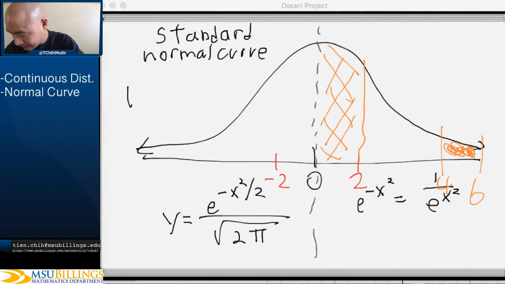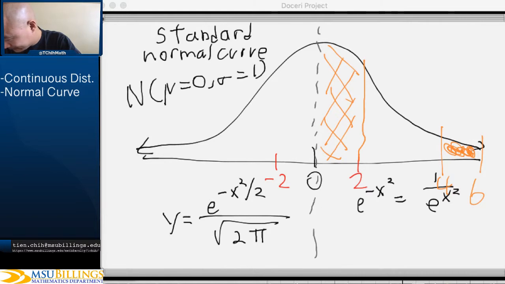And it's often denoted N(mu equals 0, sigma equals 1). And what that means is that the mean of this, the mu, the average, is 0, and the standard deviation, or sigma, of this curve is 1.